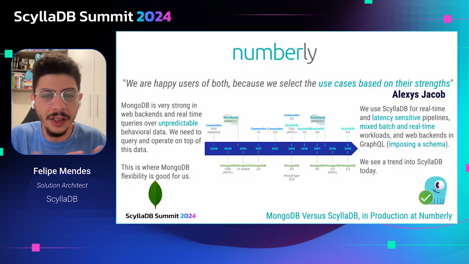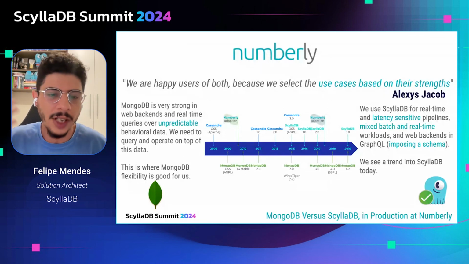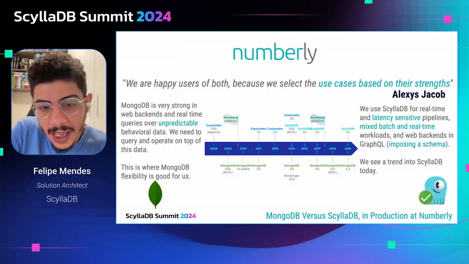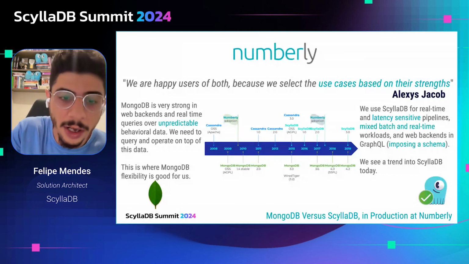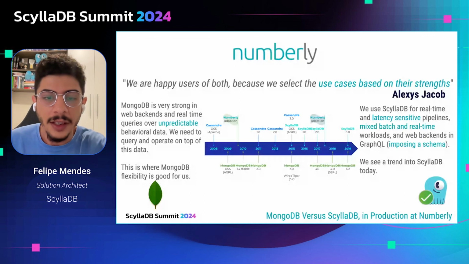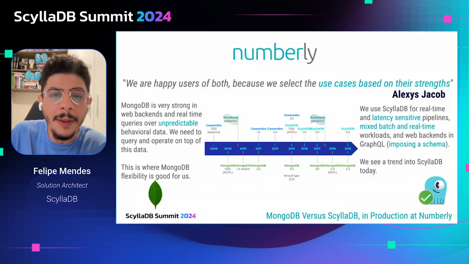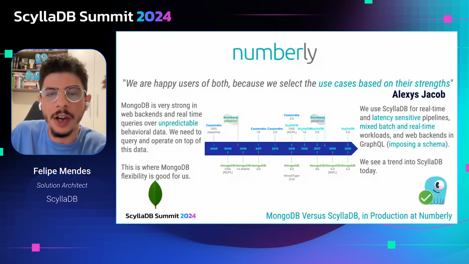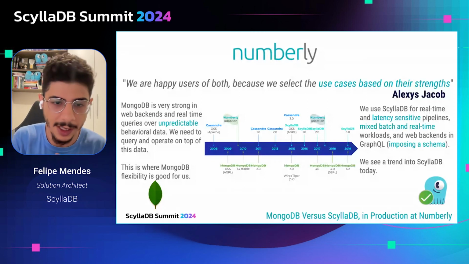For example, imagine third parties feeding your systems with their own data, which does not necessarily follow the same schema. They still would like to query and operate on top of that data. And this is when MongoDB query flexibility is more important for them. Conversely, their latency-sensitive pipelines, batch, real-time processing, and backends which impose a schema all go to ScyllaDB in order to fully benefit from our core database performance.